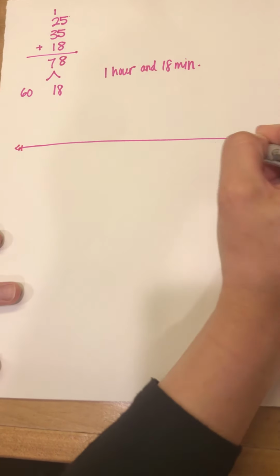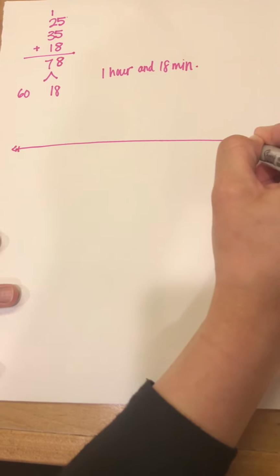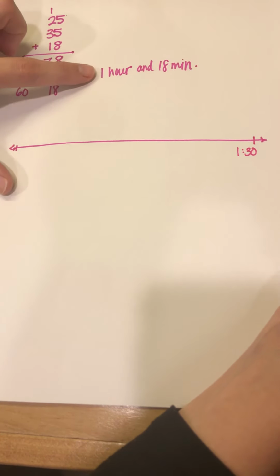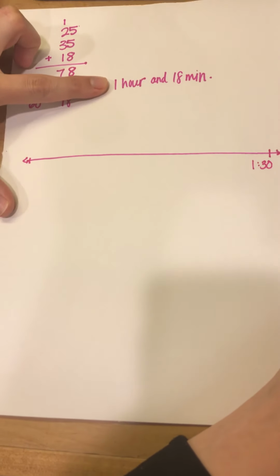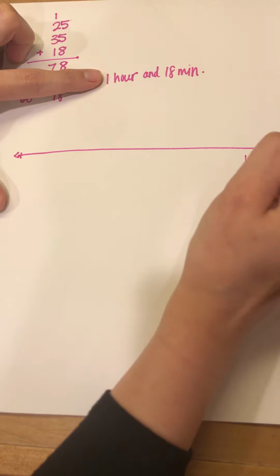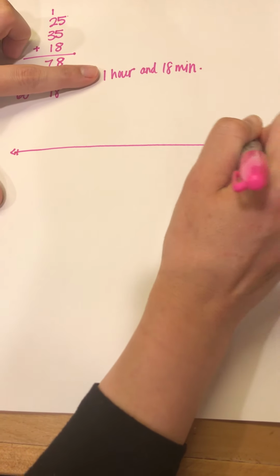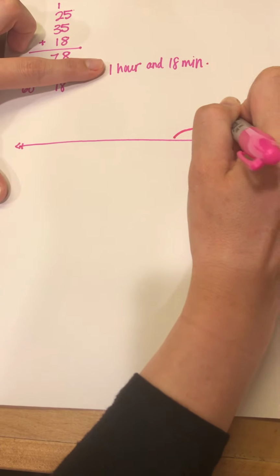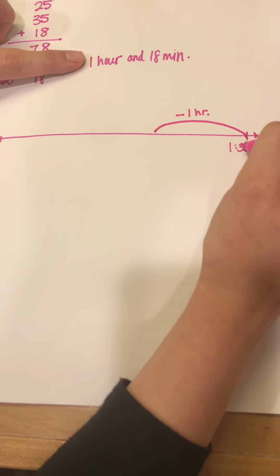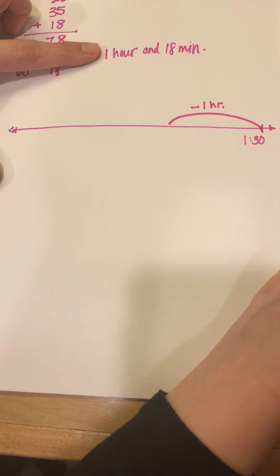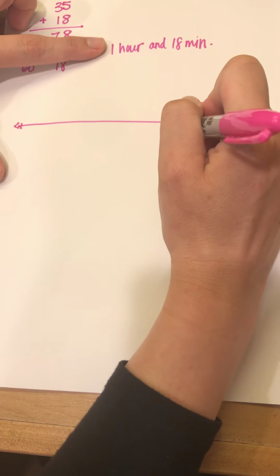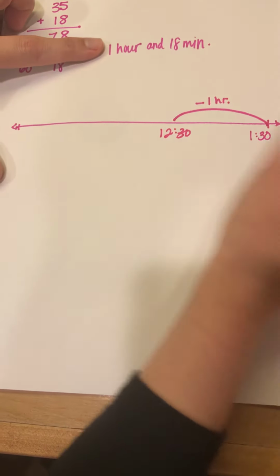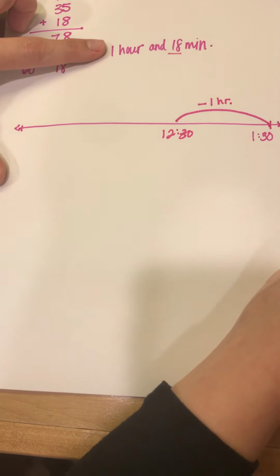So I'm going to put my ending time here is 1:30. And I'm going to be using 1 hour and 18 minutes to work backwards to get the starting time. So I'm going to start with my 1 hour. If I end at 1:30 and I subtract 1 hour from that, 1:30 going back 1 hour puts me at 12:30. Now I have 18 minutes left to go.